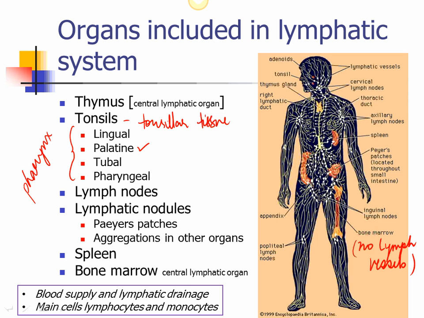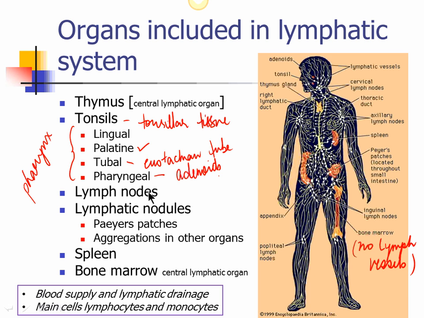The 4 named ones are lingual, which means on the tongue. Palatine, which is the most common, which when it gets really big, you find it difficult to swallow. There's one called tubal tonsil, which is in relation to the eustachian tube, also known as the auditory tube. And pharyngeal tonsil, which is on the posterior pharyngeal wall. This is the one which, when swollen, we call adenoids.